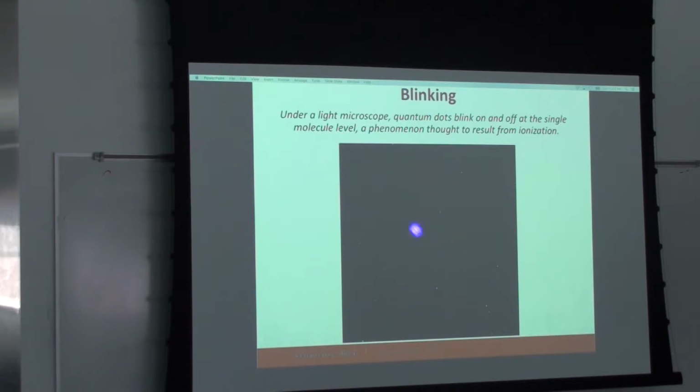This process is thought to be caused by ionization, where these quantum dots get excited by light, and their electrons go to a higher energy level. Some fraction of them actually shoot off and become ionized. When you lose an electron, it basically turns off the quantum dot. The electron then randomly returns, and therefore we have this random blinking event. That's the current hypothesis about why this takes place.